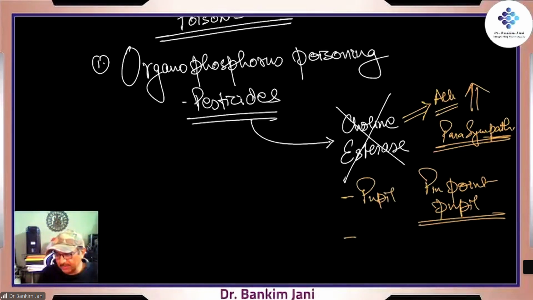Second, this is the parasympathetic system. Parasympathetic system is rest and digest. So there will be increased secretion. Every secretion would be increased. You'll find that from the mouth, the saliva is dribbling out. Because you know that in parasympathetic, it has to digest. So all secretions are raised.